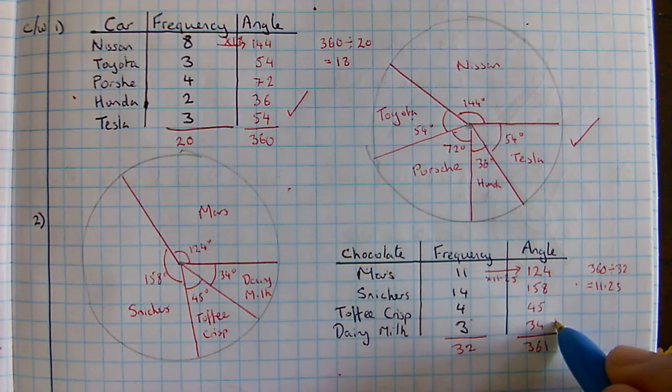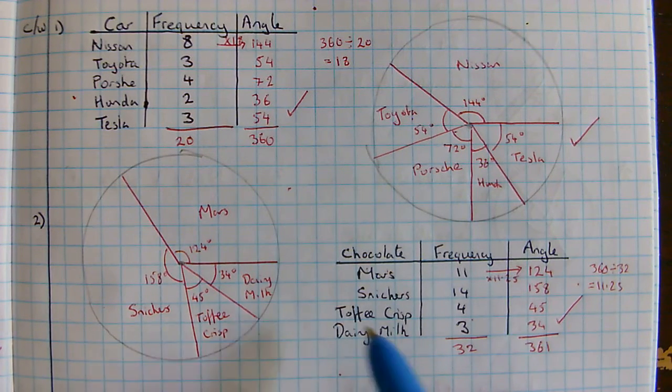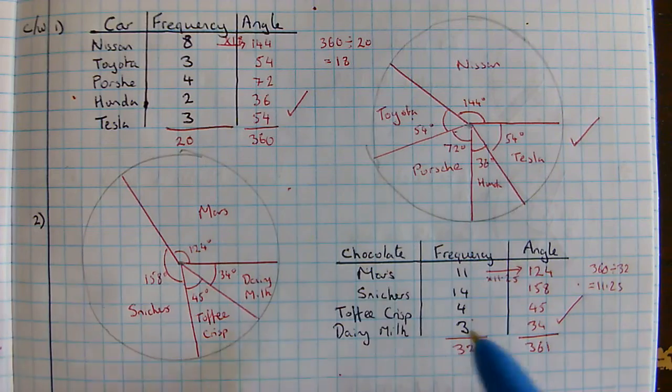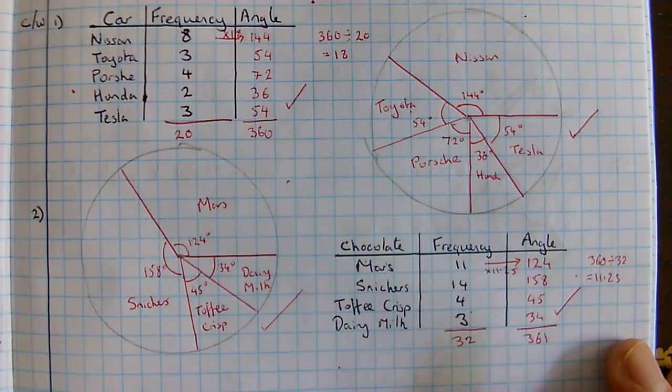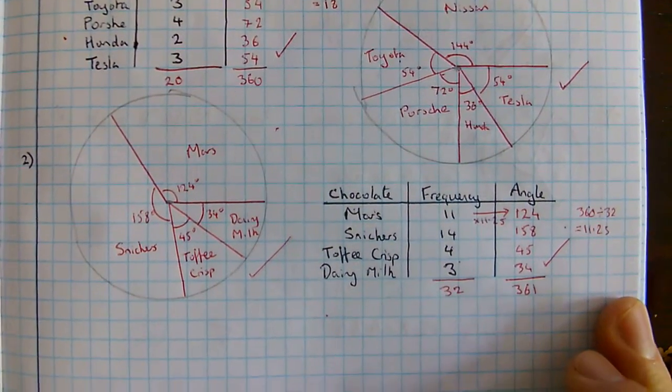Give yourself a tick if you manage to get your angles correct, and again we've then put them onto the pie chart over here, which should look something like this. Give yourself a tick if you manage to get the pie chart correct. Give yourself a mark then please out of 4.